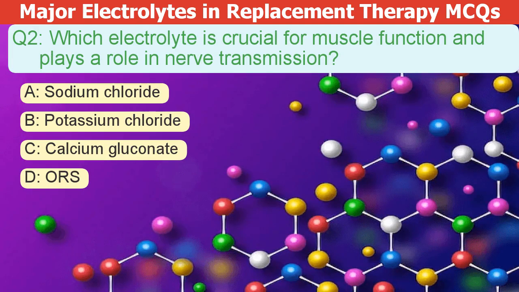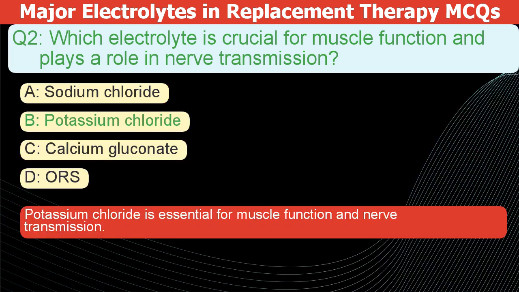Which electrolyte is crucial for muscle function and plays a role in nerve transmission? A. Sodium chloride. B. Potassium chloride. C. Calcium gluconate. D. OS. The correct answer is B. Potassium chloride is essential for muscle function and nerve transmission.